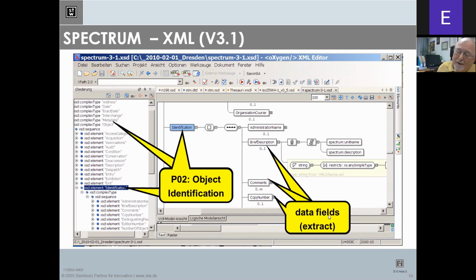Probably you know XML is a hierarchical structure of an object, and this follows exactly. And so XML is quite usable for this application.